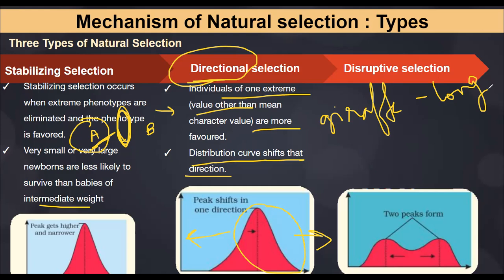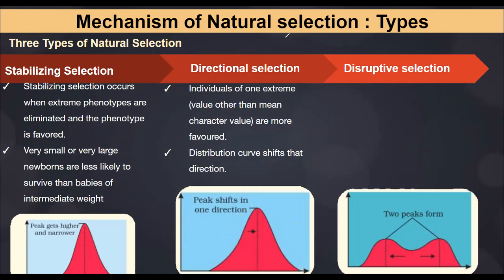Whereas if you assume an example of giraffes which are dwarf, or have comparatively shorter necks, they might not have access to all the trees, which are usually taller in height. So they might not have access to all the leaves of all the tall plants. So this is what we understand by directional selection.